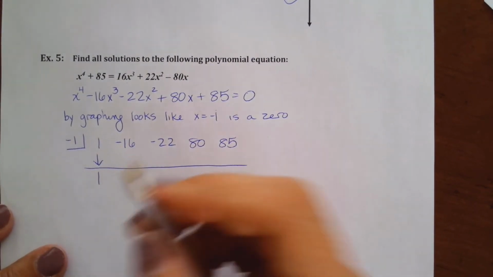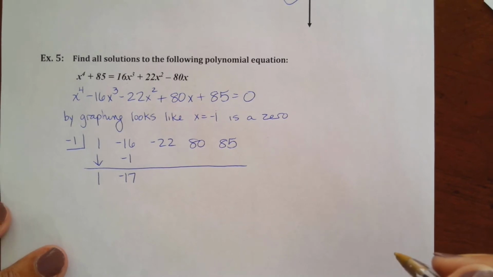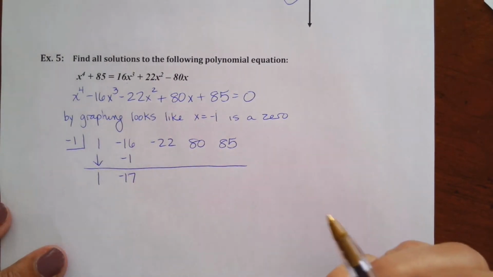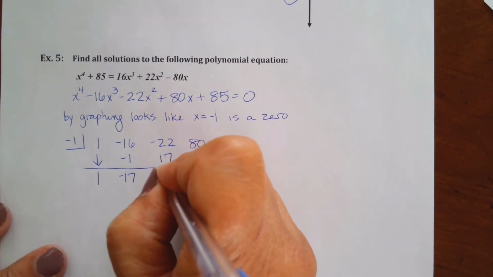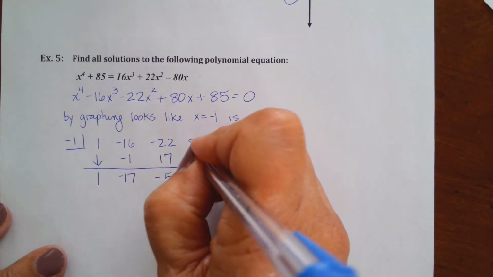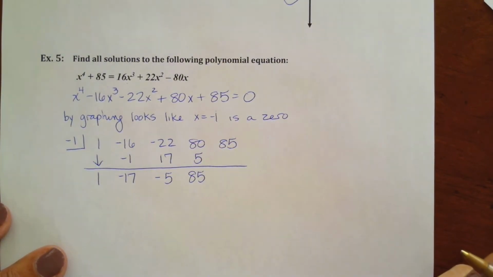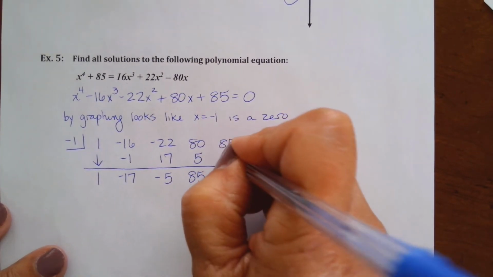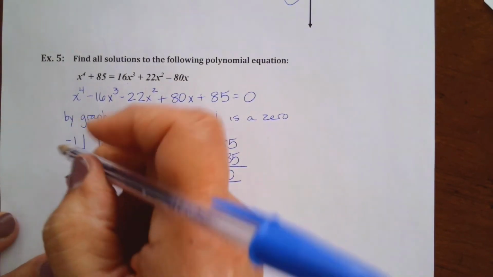Okay, so 1 times -1 is -1. Add those, it's -17. -1 times -17 is a +17. Add that, I get -5. -5 times -1 is +5. Add that, I get 85. 85 times -1, -85. And I get 0. So this is definitely a 0.